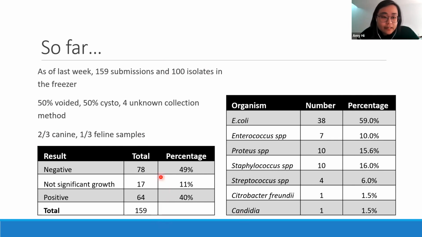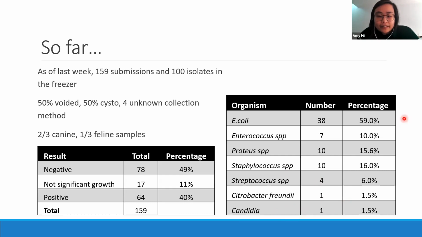So out of these 159 submissions, 49% came back as negative or no growth, 11% were considered not significant growths, and 40% positive. This is a breakdown of the isolates by species. We've got 59% E. coli, and quite a few Proteus and Staphs, and Enterococcuses. We did get 1 Candida, and this was from a diabetic cat.